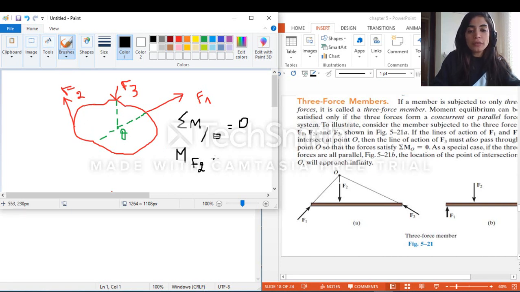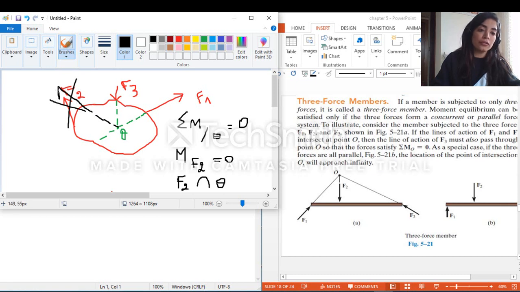So the only moment that I have in this body or in this moment equation is the moment of F2. So the moment of F2 is equal to 0 means what? This means, guys, that F2 should also be passing through O. Okay, so F2, guys, here, this is not correct, and F2 should pass by O, or I will never have an equilibrium. So this could be F2.